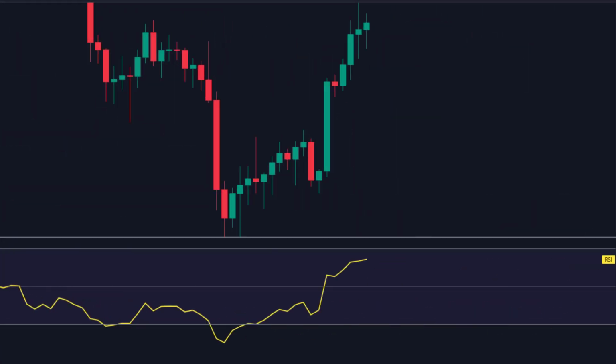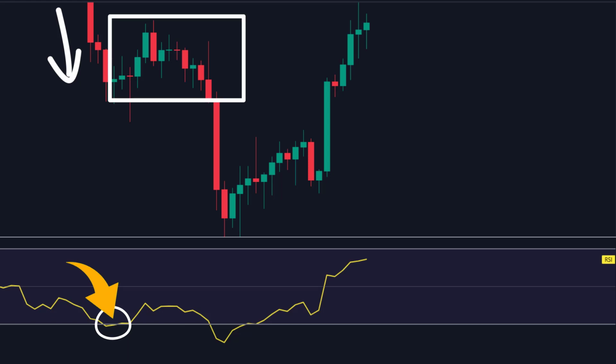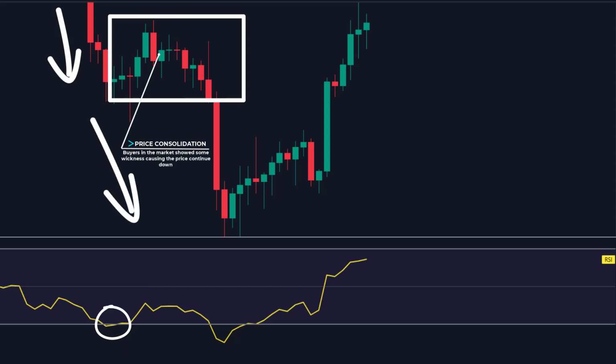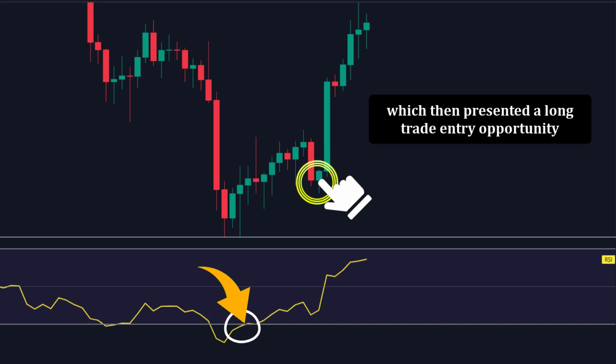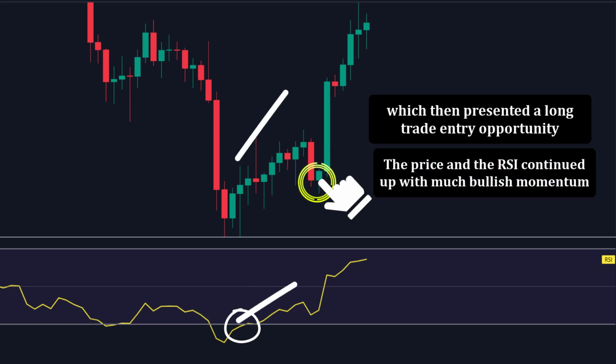Here is another example. As the price came down, you could have entered a long trade here because as the price reached this oversold region, it tried reversing, but there was no trend change confirmation because the buyers in the market showed some weakness after the reversal and the price continued down. Once the price came back to this 30 line and crossed above it, you have the price making a higher low, which then presented a long trade entry opportunity. You can see that the price and the RSI continued up with much bullish momentum, making this a high-quality trade.